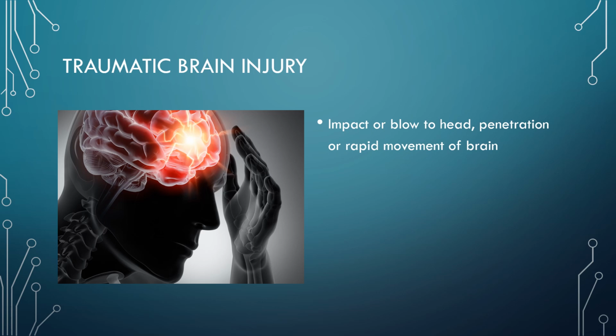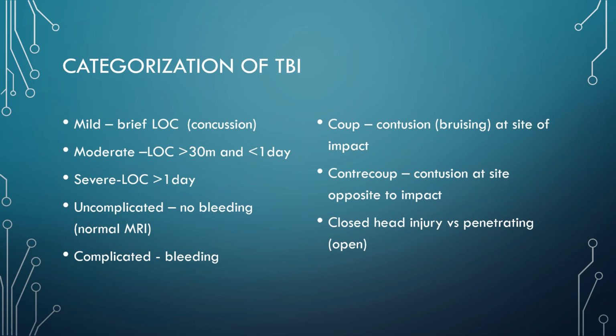Penetration could be from a gunshot wound or a stabbing or something like that. And then rapid movement of the brain, we think of car accidents where your body is projected forward and then back, or also shaken baby syndrome, so child abuse type situations. Methods of categorizing traumatic brain injury so that we can create an optimal treatment plan.